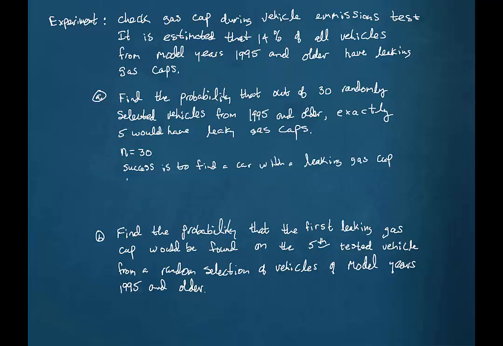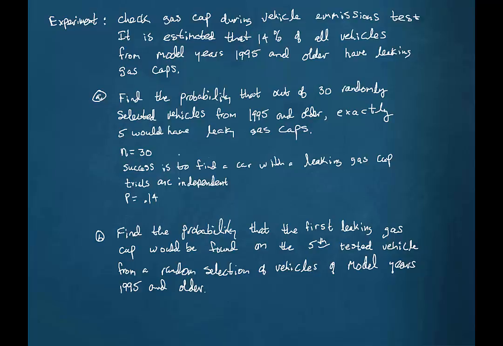The trials are independent. If we are selecting unrelated vehicles randomly and we find one with a leaky gas cap, there is no reason for us to believe that the next or the next or the next would also have a leaky gas cap. The probability of a success P is consistent from trial to trial. It is estimated that 14% of all vehicles have a leaky gas cap, so P is 0.14.